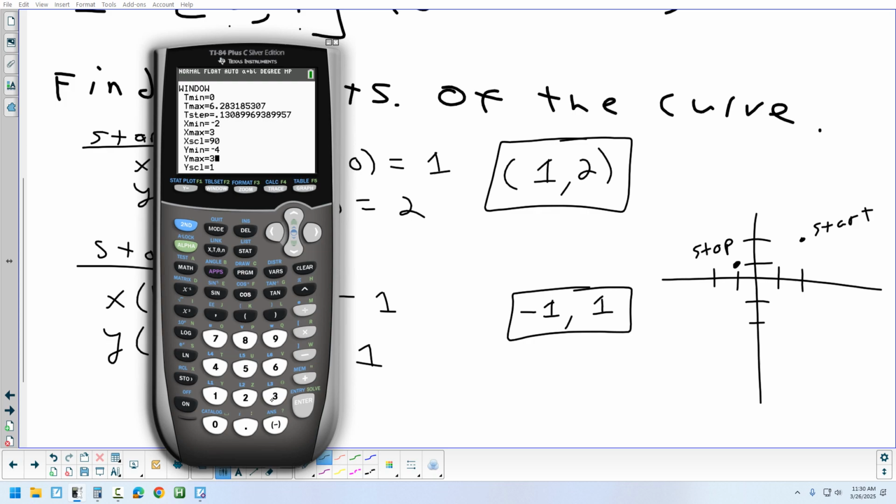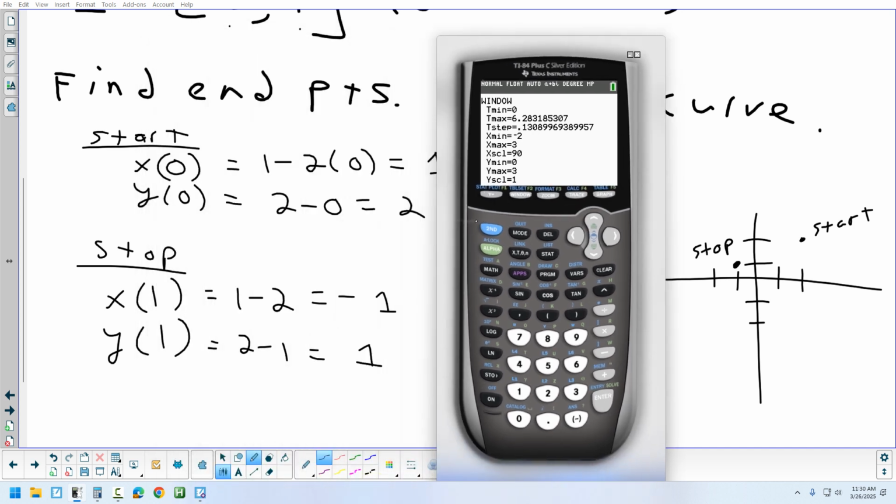And y min, I need to go down to negative. No, I need to go down to 1. I'm going to go to 0. Okay, so that just sets my window. Negative 2 to 3, and 0 to 3.